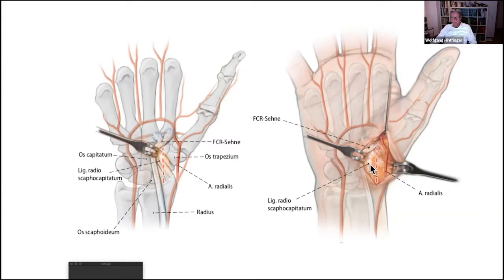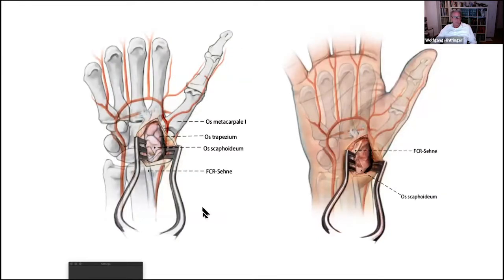Here is the radioscaphocapitate ligament and the radiolunate ligament. And you have to take care of the radial artery, because sometimes the radial artery is going around the thenar to the superficial part, to the deep palmar arc, and that can lead to severe bleeding if you don't look at that branch.